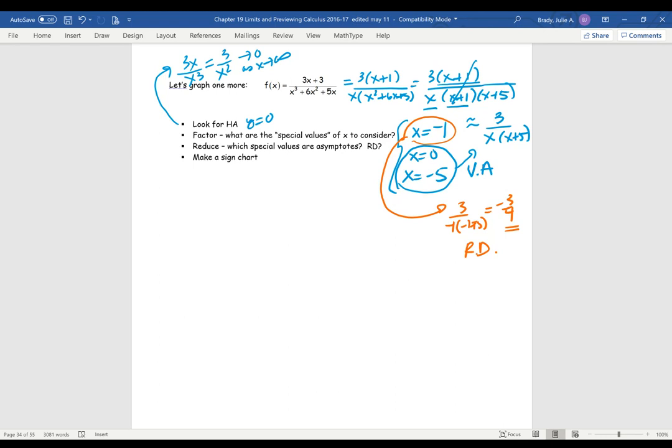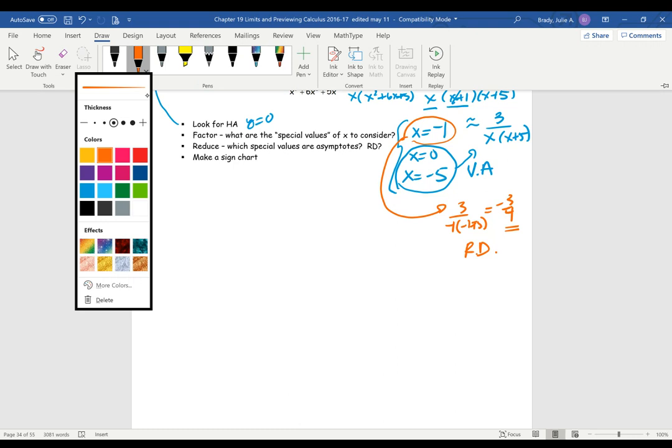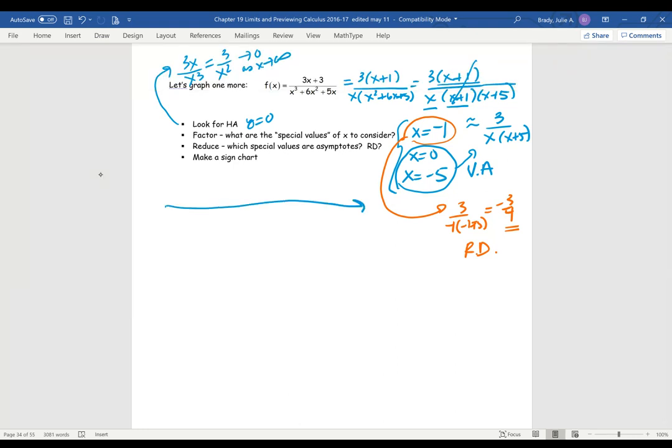Now let's figure out the sign chart. I'll switch back to my nice blue pen. You're going to make a number line. I'm going to put all these special numbers in order. So the smallest number is -5. Then we've got -1. Then we've got 0.